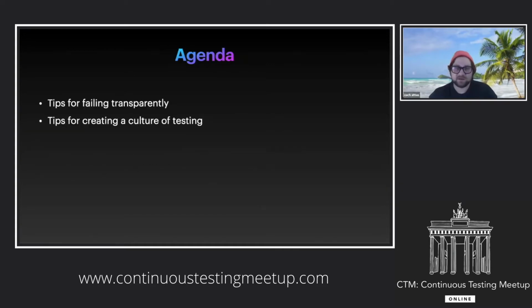So that's me. So here's a brief agenda for the presentation. I'm going to be dividing this into two parts. First part, tips for failing transparently. Second part, tips for creating a culture of testing. And again, these two concepts are so that the end goal is that anybody will be able to contribute to tests and will be able to understand tests. We're trying to make tests more transparent, more understandable, more clear about what's going on, all of the above. But there's kind of like two different categories of that.